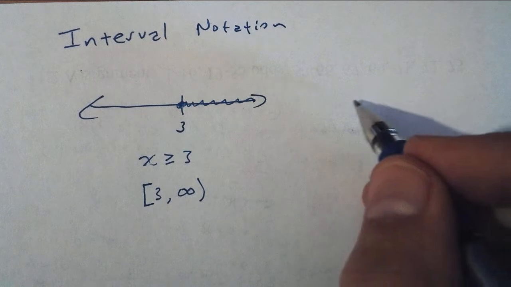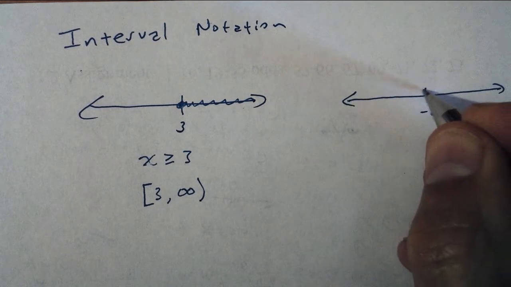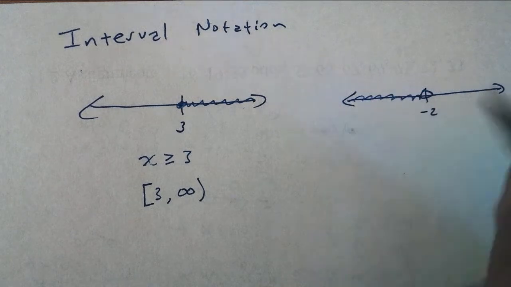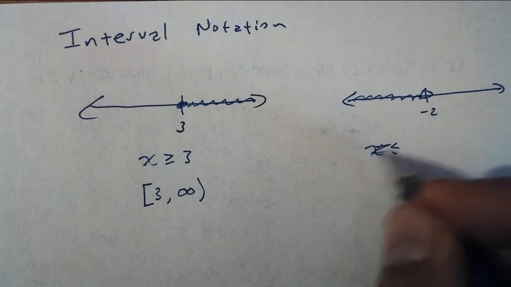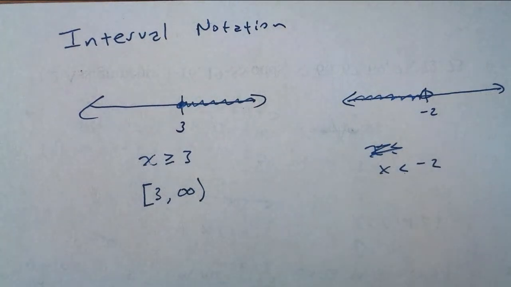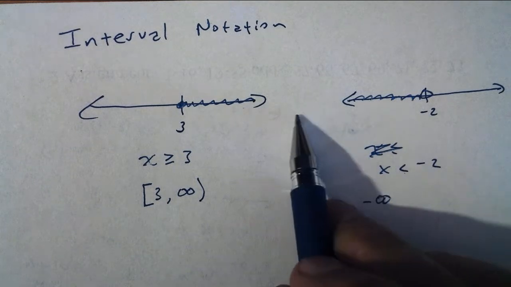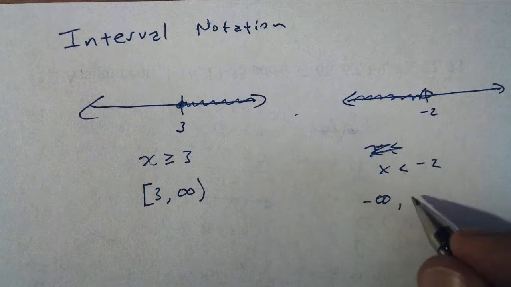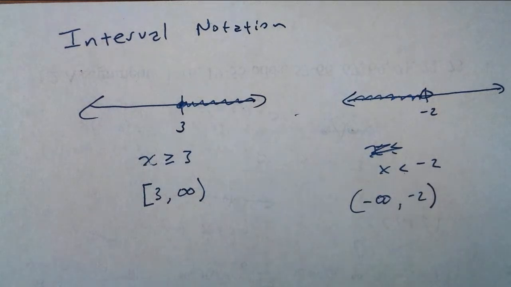Okay, see if you catch on to this. Let's say we had negative 2 circled and shaded back this way. That would be x is less than negative 2. In interval notation, that would be negative infinity. It exists forever until I get to negative 2, but it does not exist at negative 2, parenthesis.